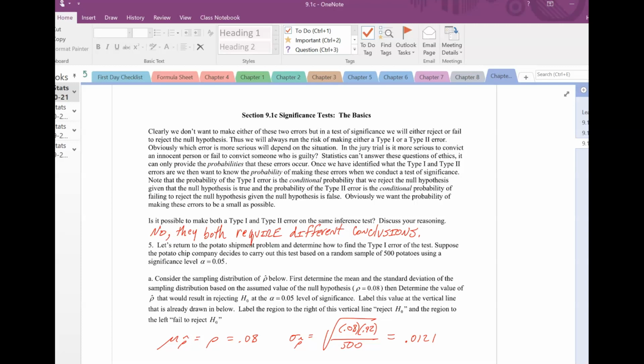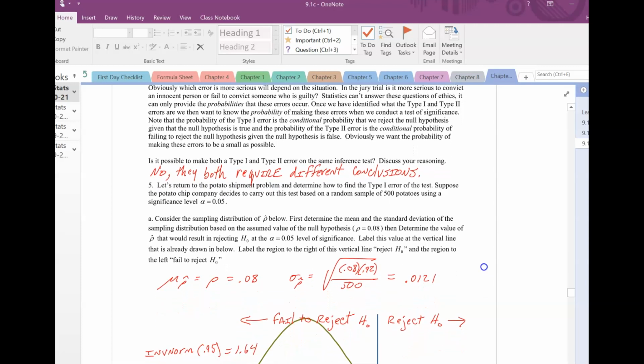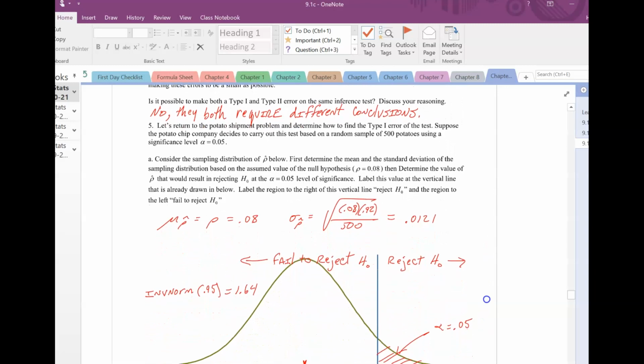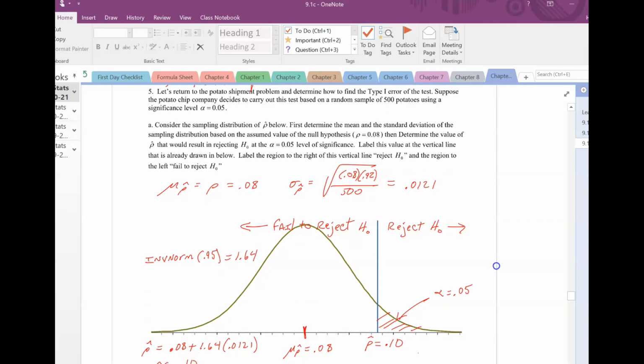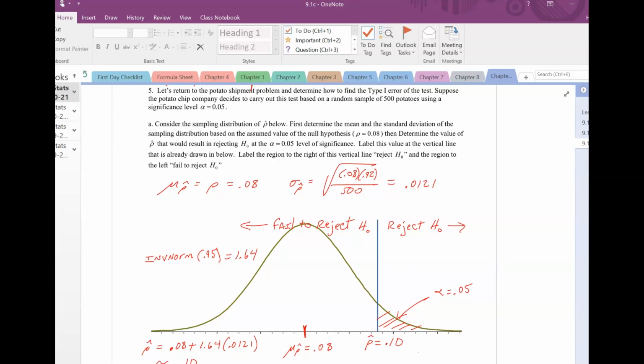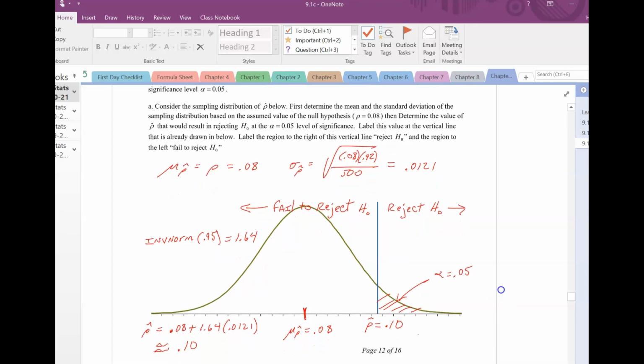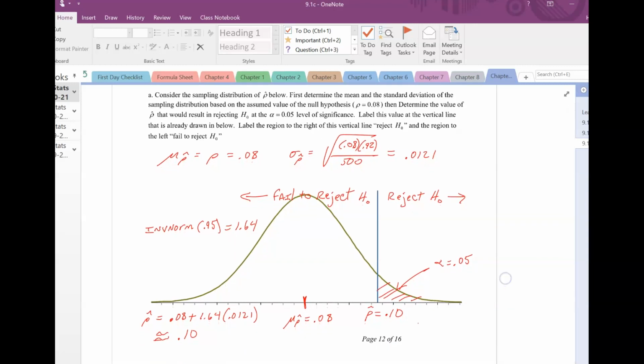So if we come back to this example of the potatoes, I'm going to kind of walk you through all the things that are on the screen right now. Says, suppose the potato chip company decides to carry out this test based on a random sample of 500 potatoes, n equals 500, using an alpha level of 0.05. All right, so here on the screen, we've got a lot of information there. It says, consider the sampling distribution of p hat below. Determine the mean and standard deviation. Okay, well, the mean will be 0.08. Standard deviation determined here to be 0.0121.